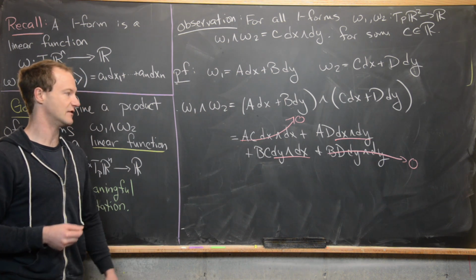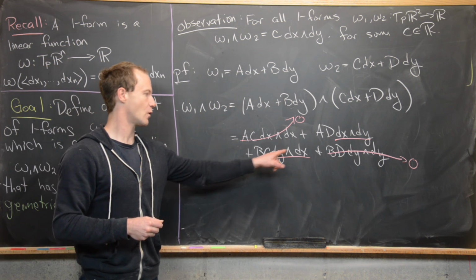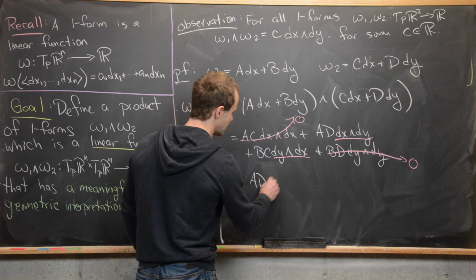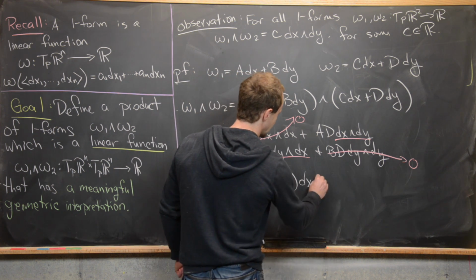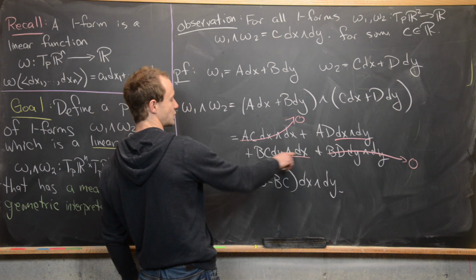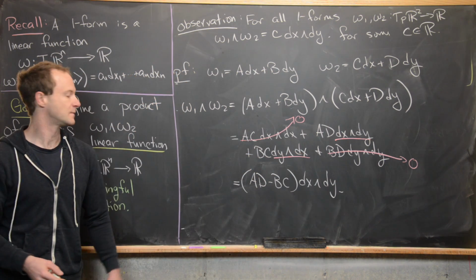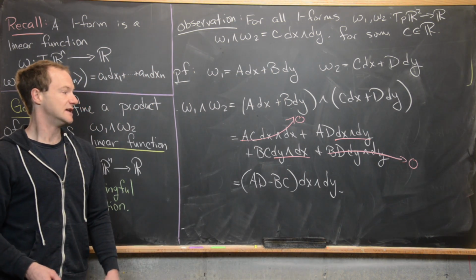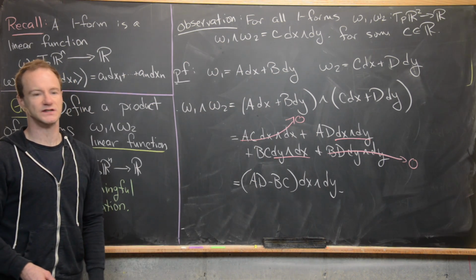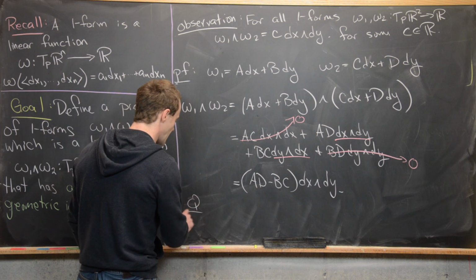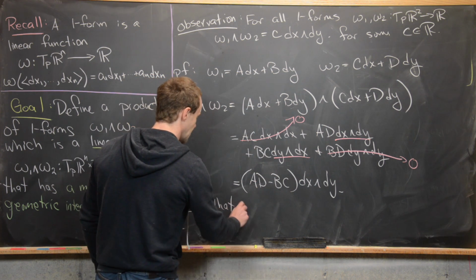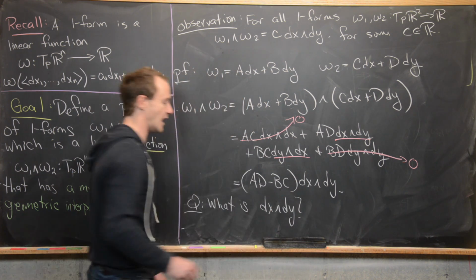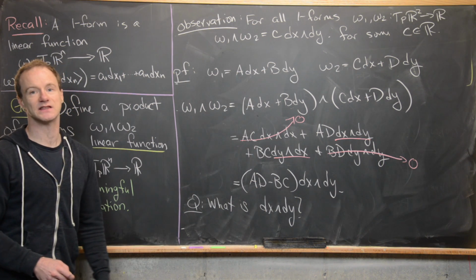In other words, one is the negative of the other. So we could swap the order of dy and dx here and just pick up a minus sign. So that's going to give us ad minus bc, and now we have dx wedge dy. And so what I've done is I've just swapped the order of this, picking up a minus sign here. Okay, great. But notice that this is just a number times dx wedge dy, which is exactly what we wanted to do. So now it begs the question: what is this special one form dx wedge dy? And so I'll clean up the board, and that'll be the last thing that we do for this video.